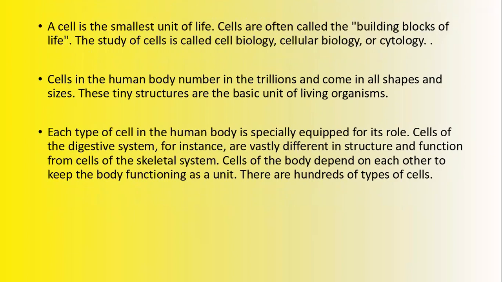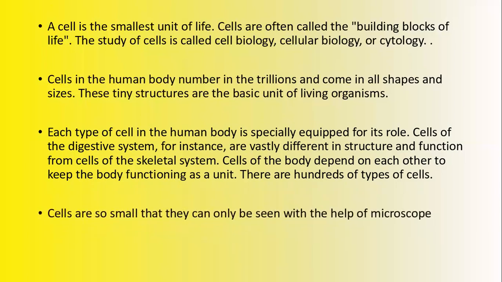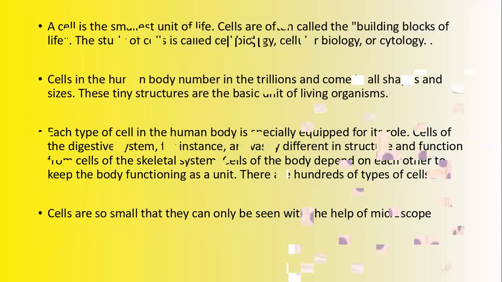There are hundreds of types of cells. When different cells combine, they make tissue. When tissues combine, they make an organ. And when organs combine, they make a system. And when different systems combine, they make an organism. By organism, I mean species. Cells are so small that they can only be seen with the help of a microscope.